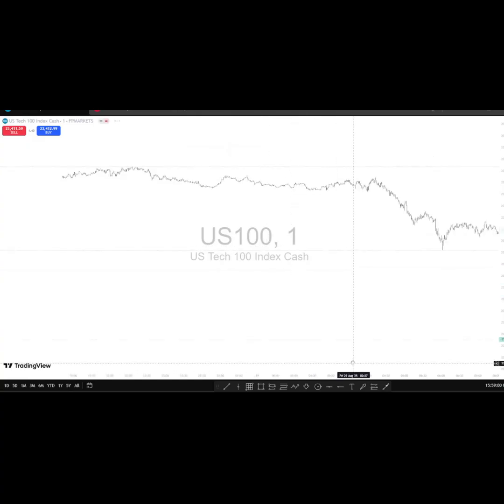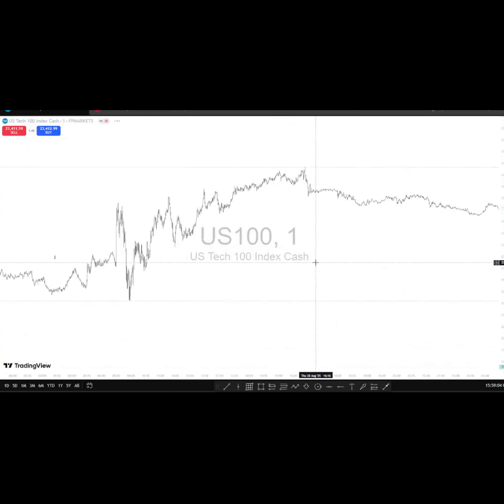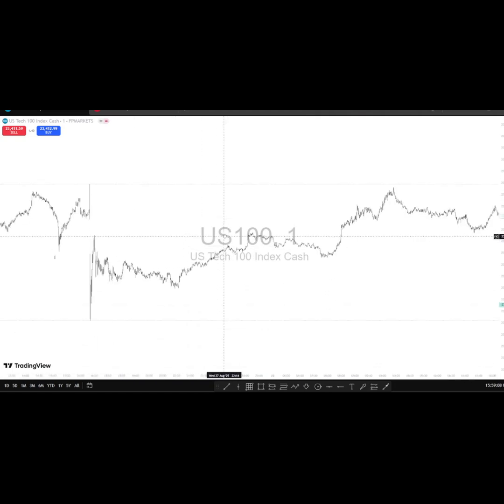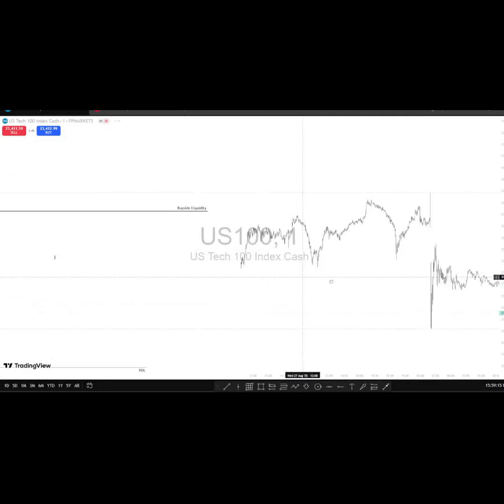Let me just zoom in and zoom out. I really need to get myself a premium. I'm stingy with paying for the premium.